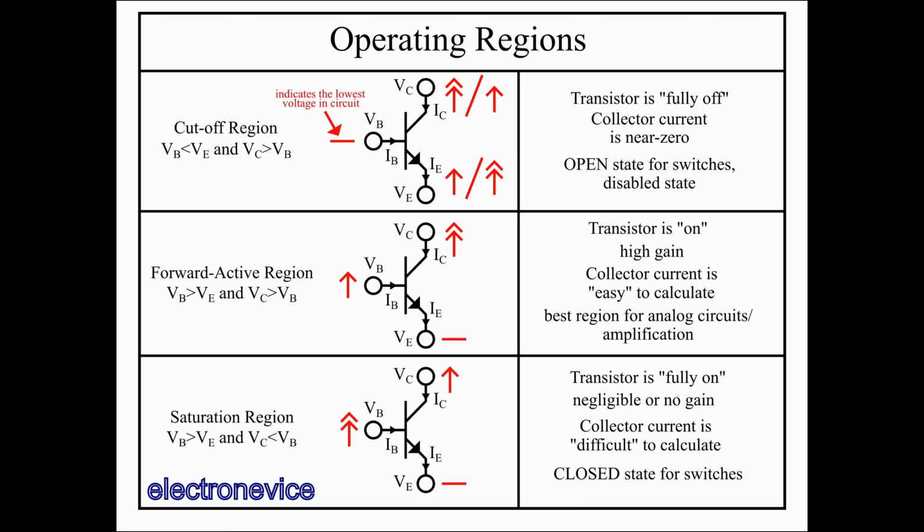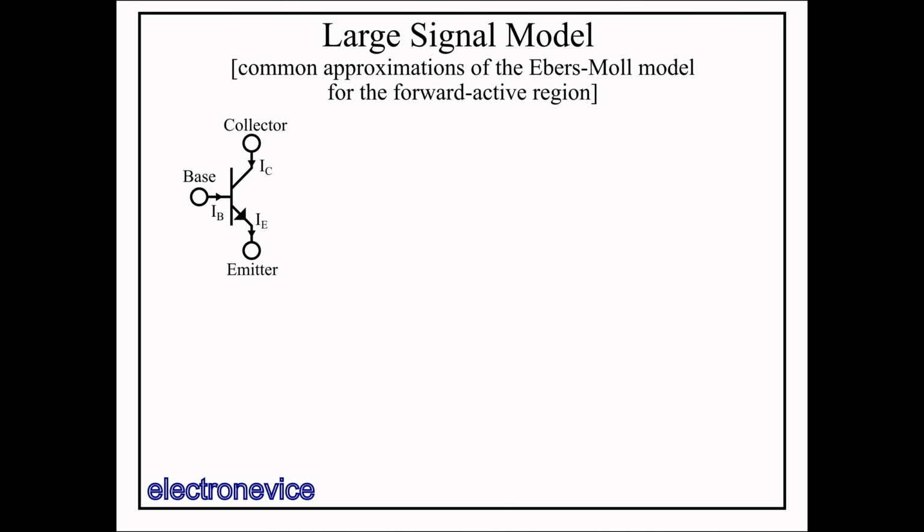For most analog circuits, we'll be designing the system to be operational in the forward active region, occasionally design it to be in cutoff when we want the system off, and avoid saturation, as that is rarely a useful operating region for analog design. So for now, we'll continue our discussion assuming the transistor is always in the forward active region unless otherwise noted. So now we present the common approximation to the Ebers-Moll model for the forward active region of the BJT and its central equations, which make up our large signal model.